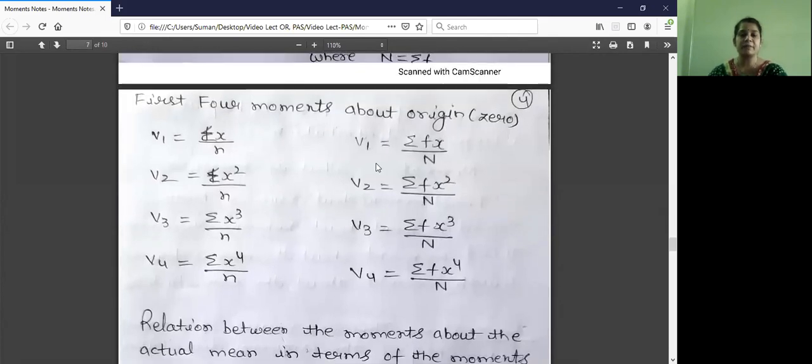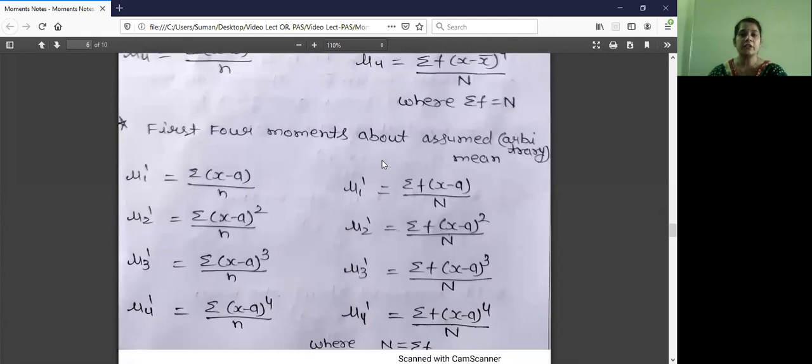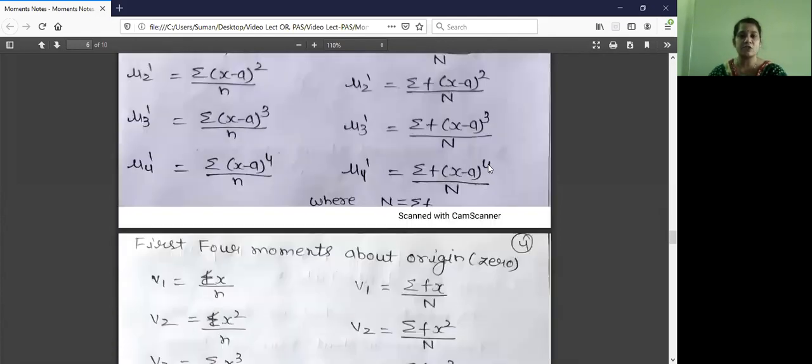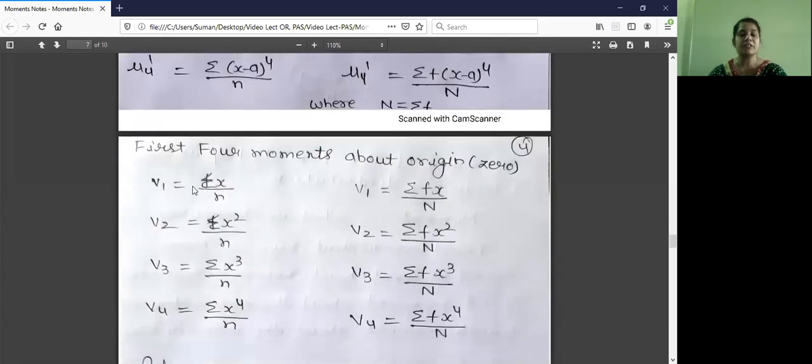Why do we write the v1? Because mu1 is according to our actual mean, mu dash according to our assumed mean, and v1, v2, v3, v4 according to our origin. So v1 is equal to summation x upon n, v2 is equal to summation x square upon n, v3 is equal to summation x to the power 3 upon n, and v4 is equal to summation x raised to the power 4 upon n.